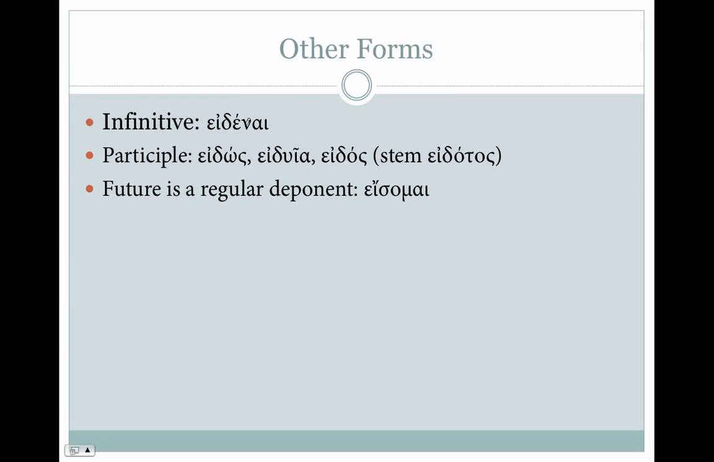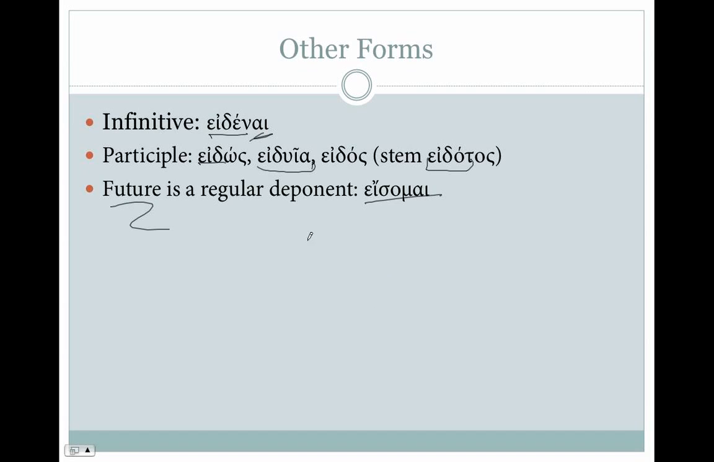And the other forms that you'll run into: the infinitive, eidenai, so our stem plus nai. The participle is eidos, eidyia, eidos. It's a first-third declension participle, so eidyia will conjugate, and we've still got that eid stem, and the stem is going to be eidot, so eidotos, so eidos, eidotos, eidoti, eidota, and so on. The future of this verb is perfectly regular. It is a deponent: eisomai, "I will know."